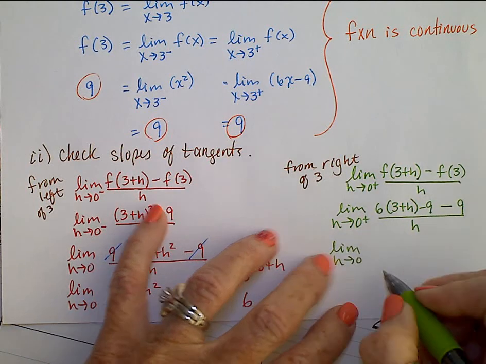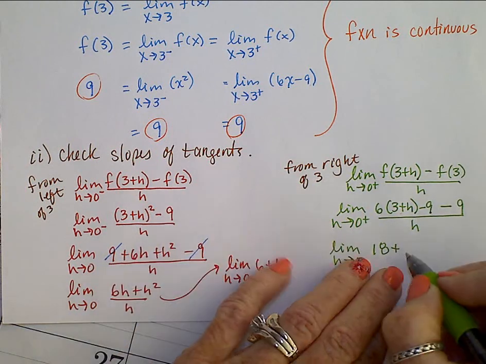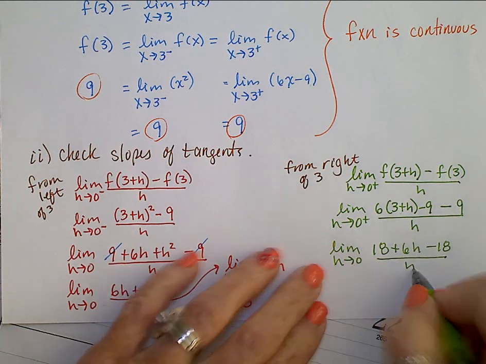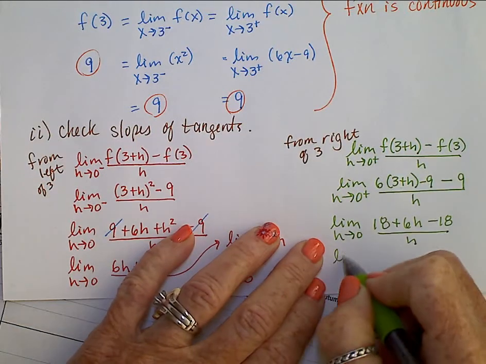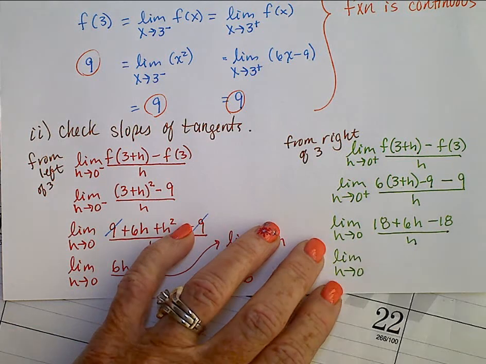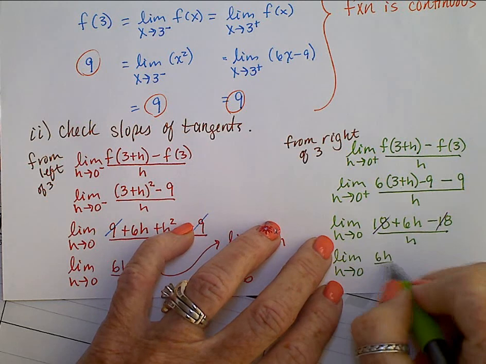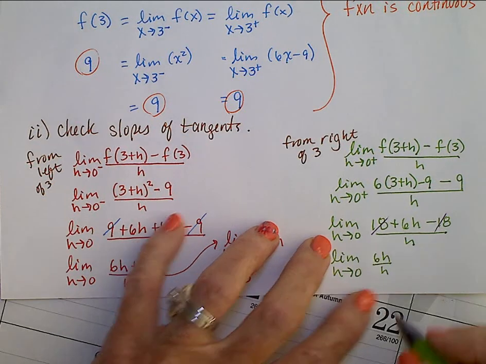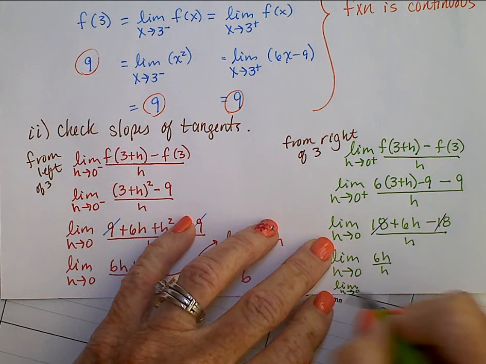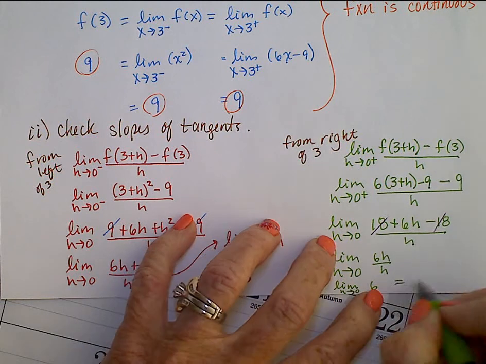Simplifying, distribute that 6 through: 18 plus 6h minus an 18 all over h. The 18s subtract out, and we'll have a 6h over an h, which is the limit as h approaches 0 of a 6, which is 6.